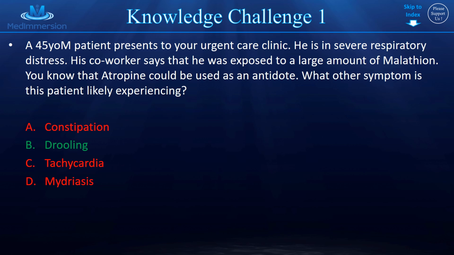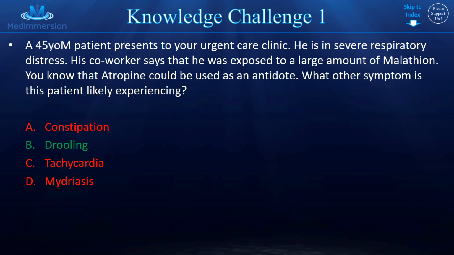Drooling. B is the correct answer. Why not constipation, tachycardia, or mydriasis? Well, remember, when you're talking about cholinesterase inhibitor poisoning, you're talking about a runaway reaction of the parasympathetic nervous system. Atropine blocks the parasympathetic nervous system. Remember, it's a parasympatholytic. It blocks that. So that knocks out constipation, tachycardia, and mydriasis.